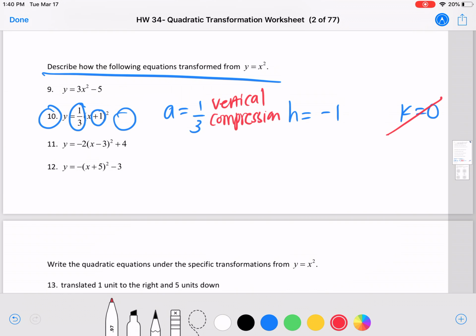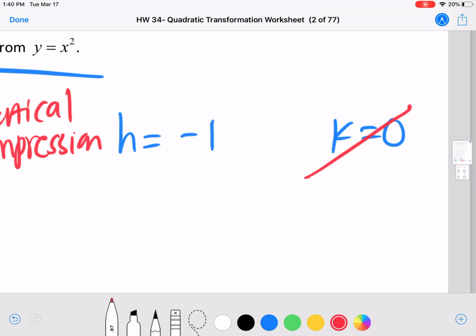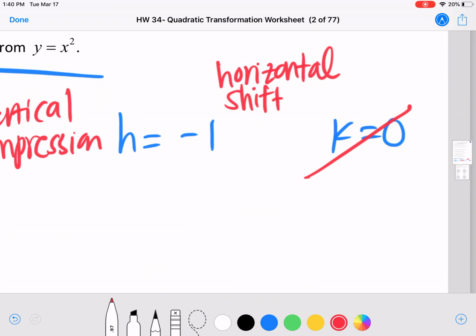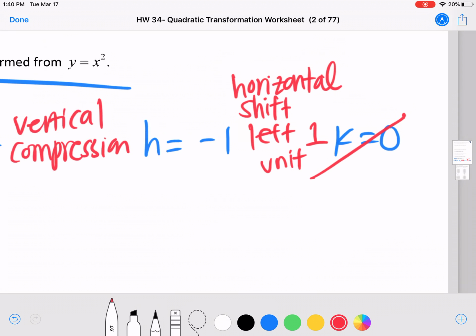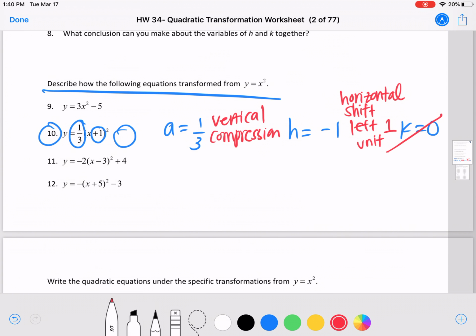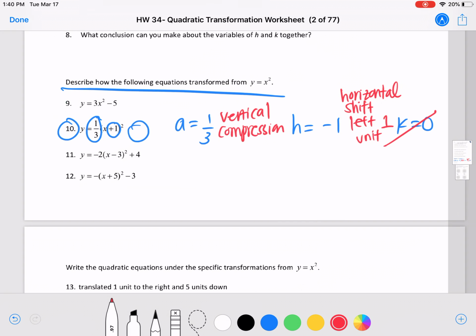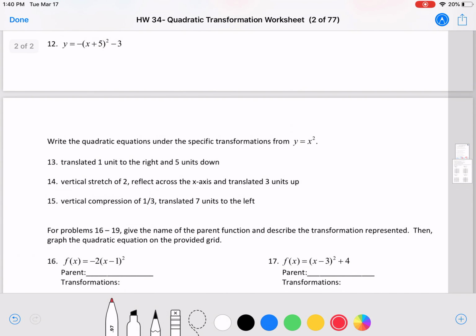H is -1. So it's going to shift horizontally. H always shifts horizontally. So horizontal shift, it's negative. So left 1 unit. K is always a vertical shift, but we don't have one, so you don't talk about it. That's what you do for the first set.